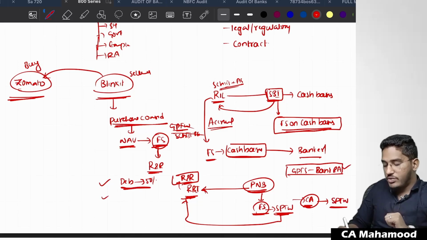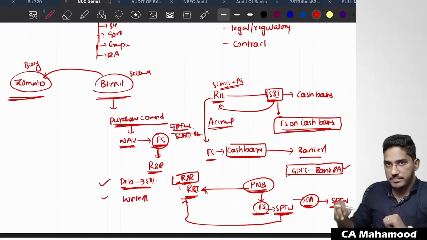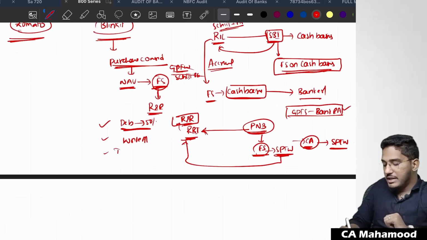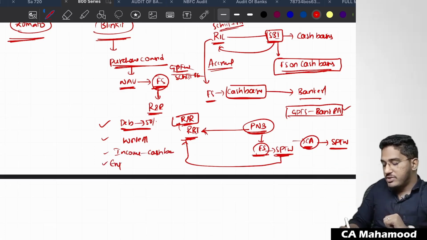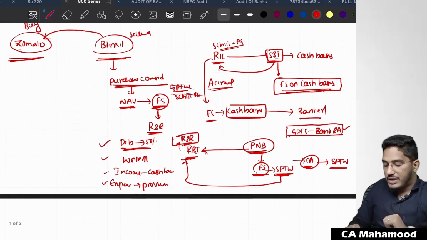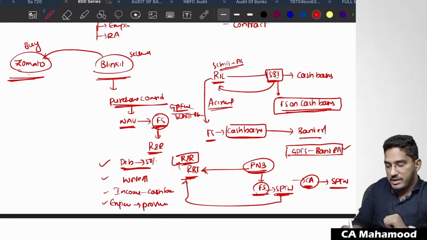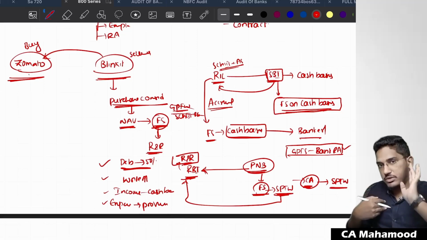For certain assets, you have to write it off completely. Certain assets like intangible assets, you write it off completely. And also, certain incomes you recognize only on cash basis. What incomes you have to recognize on cash basis, I will tell you. For certain expenses, you add extra provisions. So like this, what Zomato has told Blinkit is, you prepare financial statements as per the rules and regulations which we will tell you.